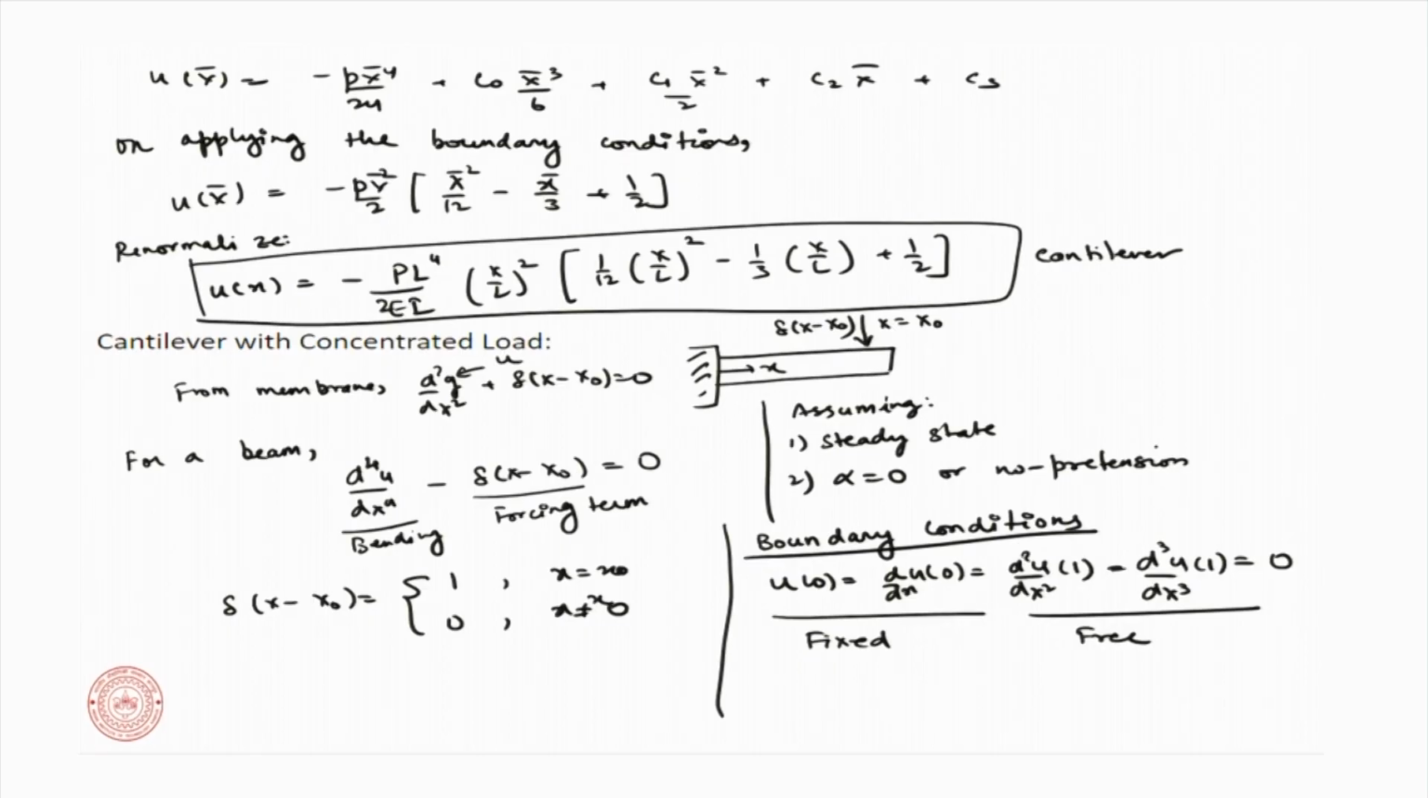Now, if we integrate our equation 4 times for all x values except for x equal to x naught, integrating over the domain 0 to 1 except x equal to x naught. Our domain is again 0 to 1, please remember. Unlike last time in the case of membranes, where it was from minus 1/2 to plus 1/2, in this case it is between 0 to 1.